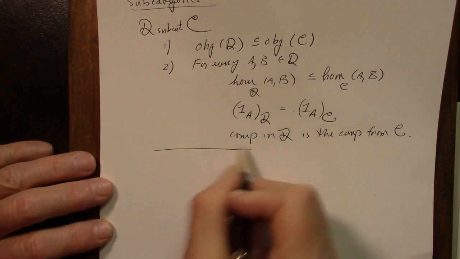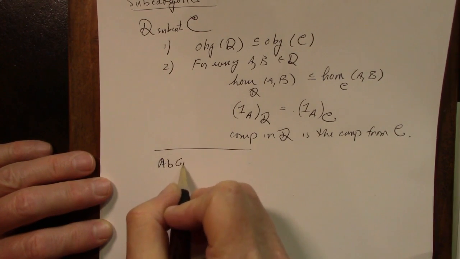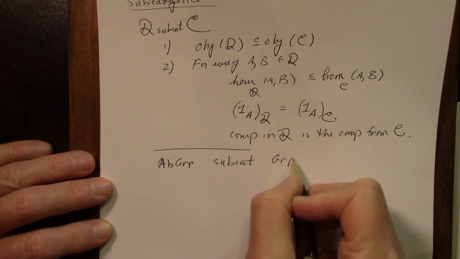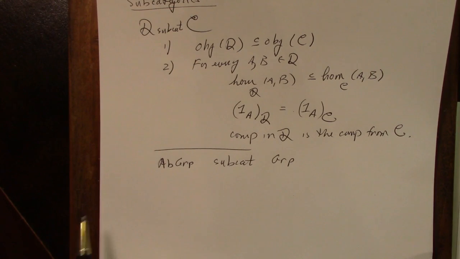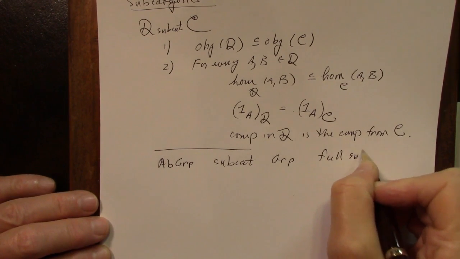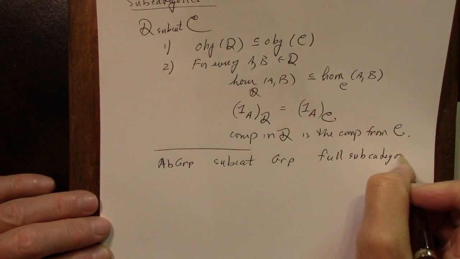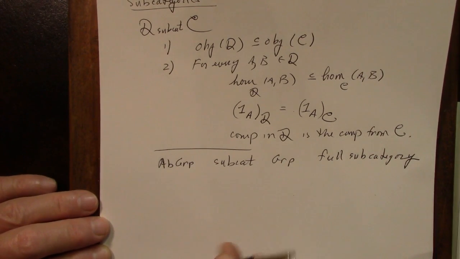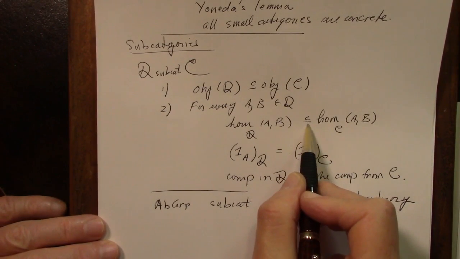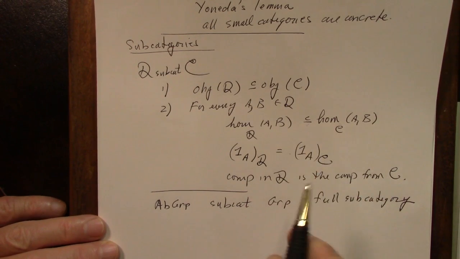So some simple examples. Abelian groups form a subcategory of groups. Every abelian group is a group. We can keep all the group homomorphisms. So this is what is referred to as a full subcategory, because the subset relation here is actually an equality. So that's what makes a subcategory full.